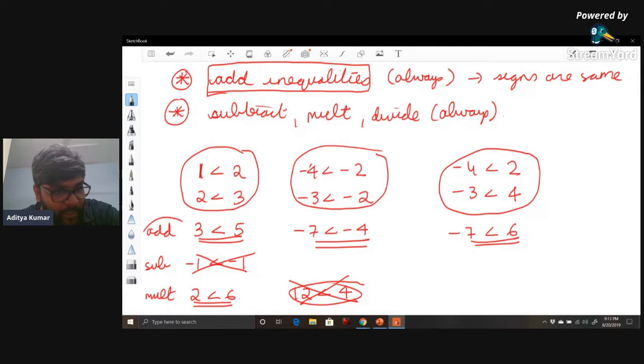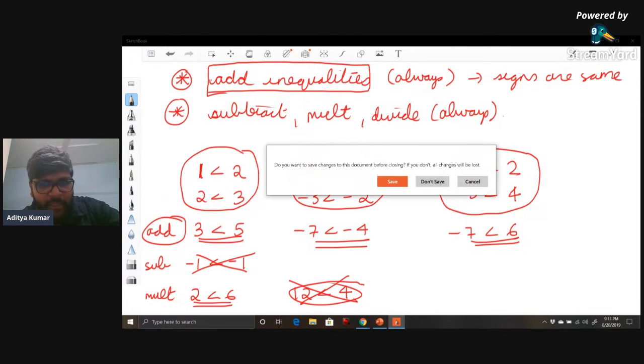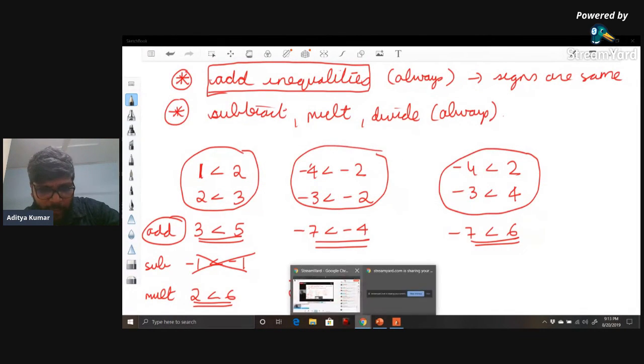That is why I'm saying that the safest mathematical operation you can perform with inequalities, provided the inequality signs are the same, is always addition. You can always add inequalities blindly, as long as the inequality signs are the same. Somebody asked me this, so I'm just putting it across. It's a basic property of inequalities that you're working with.